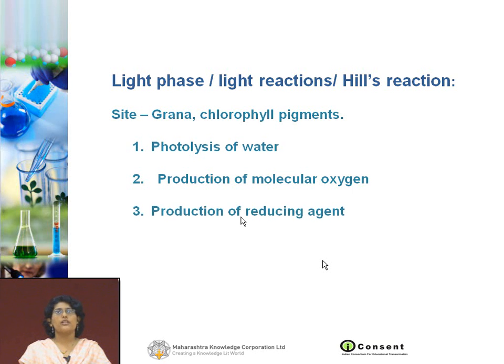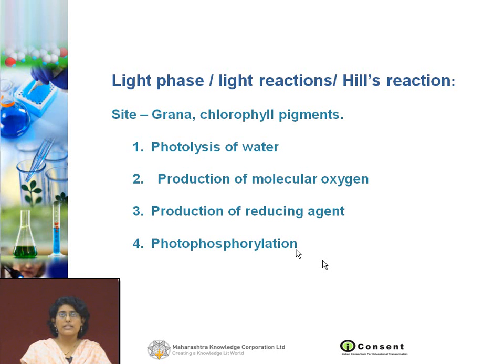Next one is the production of reducing agent. Reducing agent means NADPH2, nicotinamide adenine dinucleotide phosphate, in the reduced form, that is with the 2 hydrogen atoms. That molecule is produced during light reactions and photophosphorylation. Phosphorylation means addition of phosphate group and photo means in the presence of light. The addition of phosphate group in the presence of light is called photophosphorylation.